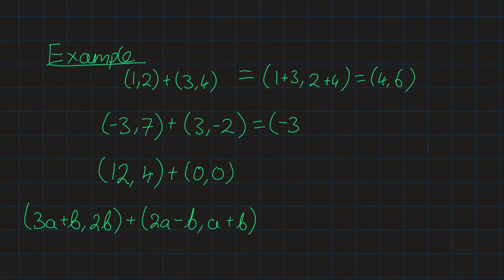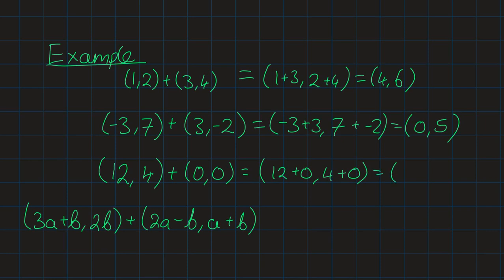This next one, (minus 3, 7) plus (3, minus 2). So I'm going to write it all out because I want to go slow. But if you can do this in your head, that's perfectly fine, and you can skip these steps. So this is (minus 3 plus 3, 7 plus minus 2). So this turns out to be (0, 5). The next one is (12 plus 0, 4 plus 0), which is simply just (12, 4). So when you add the 0 vector, you don't actually change anything at all. Adding the 0 vector doesn't change anything.